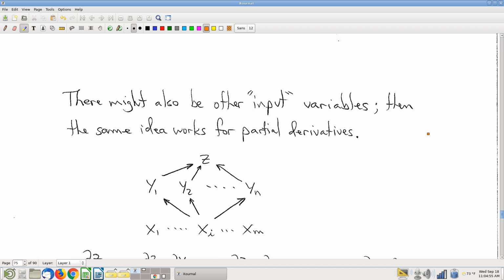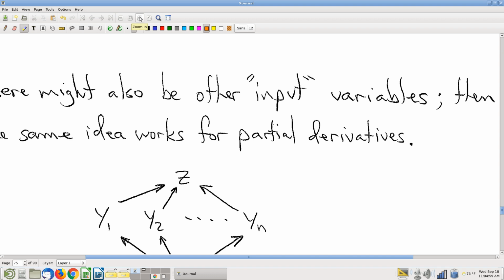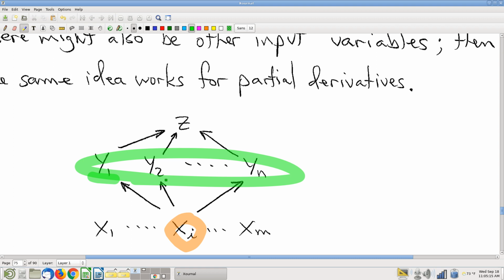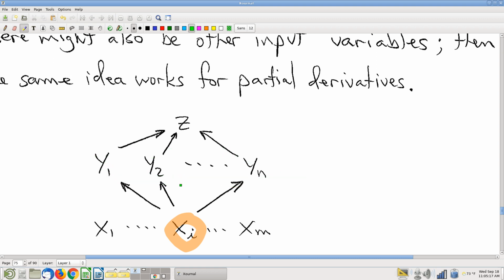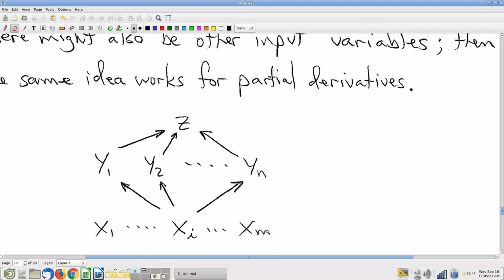Okay, now here's a weird question. What if we have other input variables down here? How's that going to change things, right? Previously, we considered only one input variable. And we've talked about, just momentarily ago, multiple intermediate variables, and that's nice and all, but what if I have lots of initial variables? Well, it changes the question that you can ask.